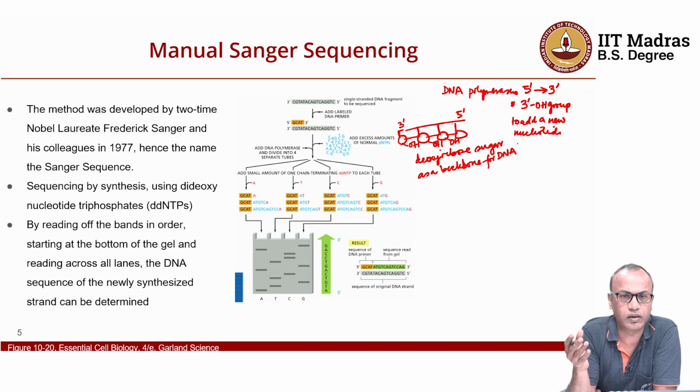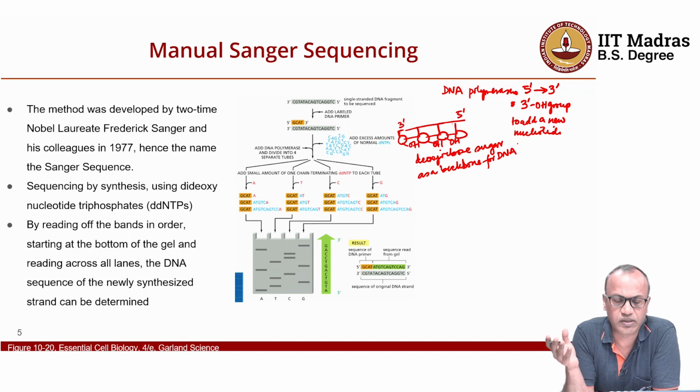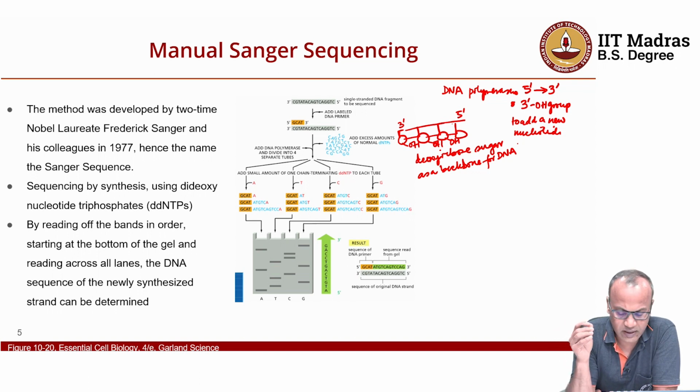He got a Nobel Prize for that, and therefore, all of the sequencing methods are called Sanger sequencing methods. And essentially, it is a method which is based on the function of a DNA polymerase to synthesize a gene sequence or synthesize a DNA sequence.